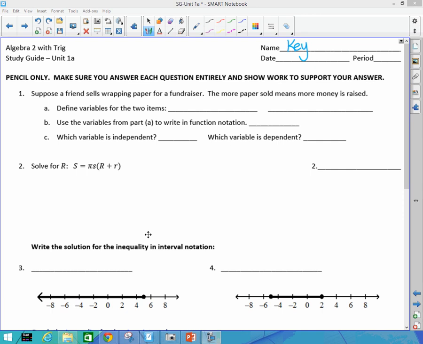Okay, so I am recording the study guide so that if you want to hear it again from what we've gone over in class, or just to review for yourself before you take the test.